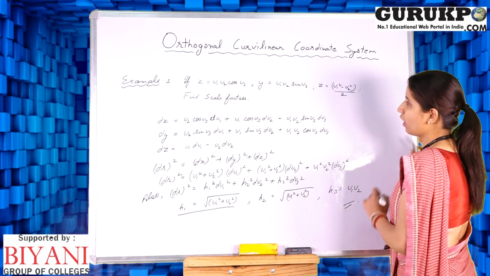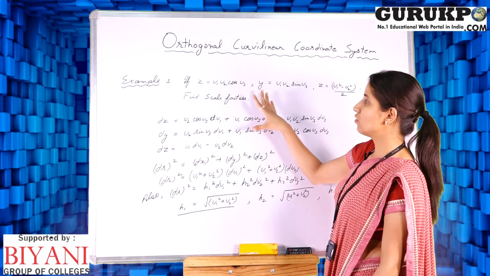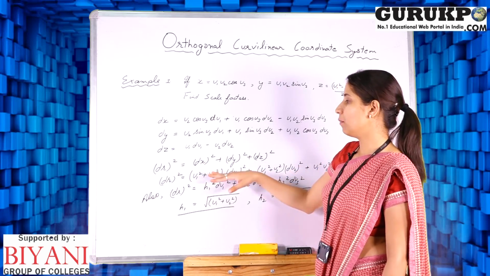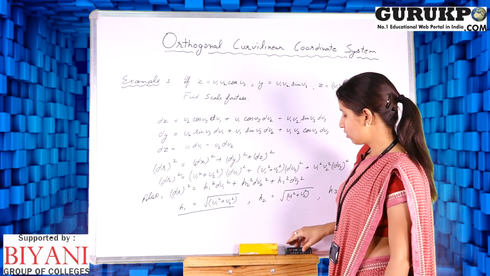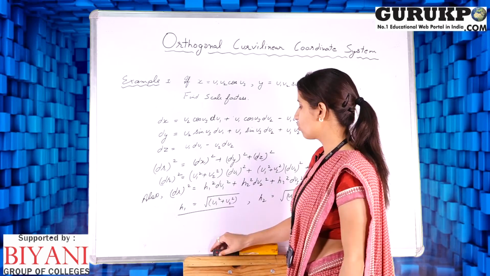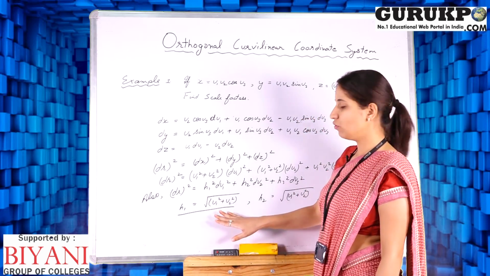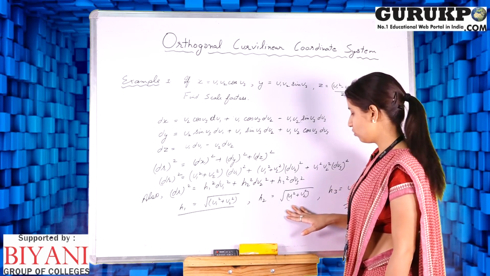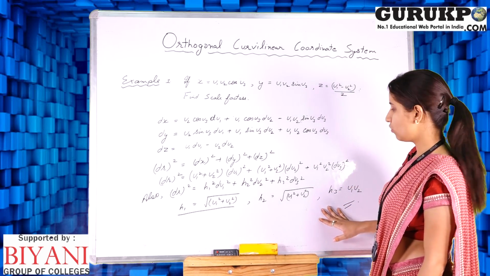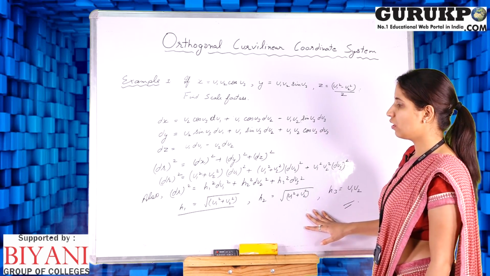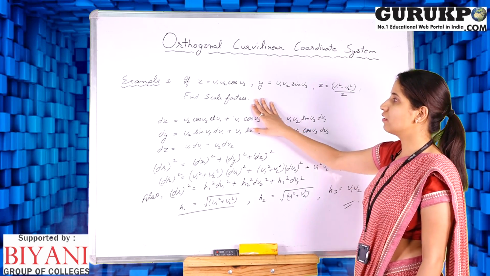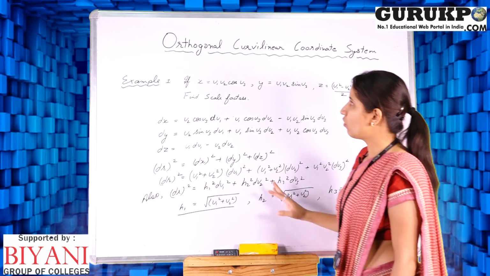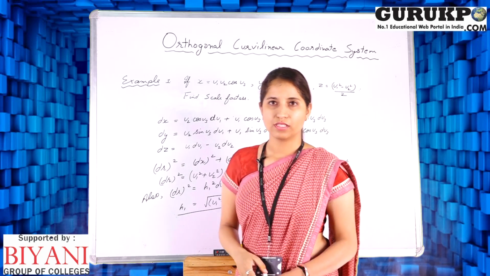So if you have this kind of question, first you have to frame the value for dr square, and then you can compare with the line element equation. So this completes your question. h1 is under root of u1 square plus u2 square, h2 is under root of u1 square plus u2 square, and h3 is u1 u2. Now you know how to find the scale factors if values for x, y, z are given. So this was all about the orthogonal curvilinear coordinate systems.